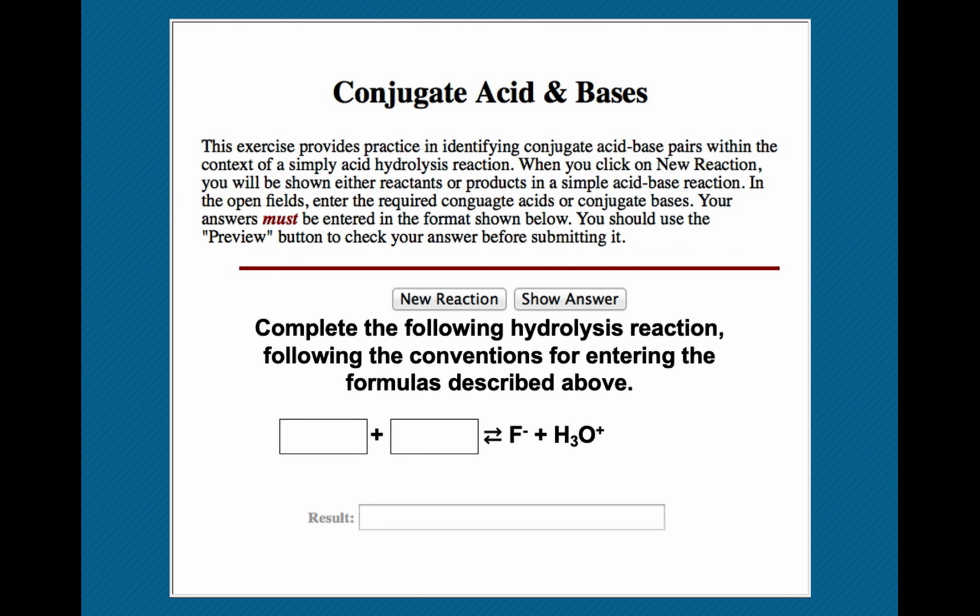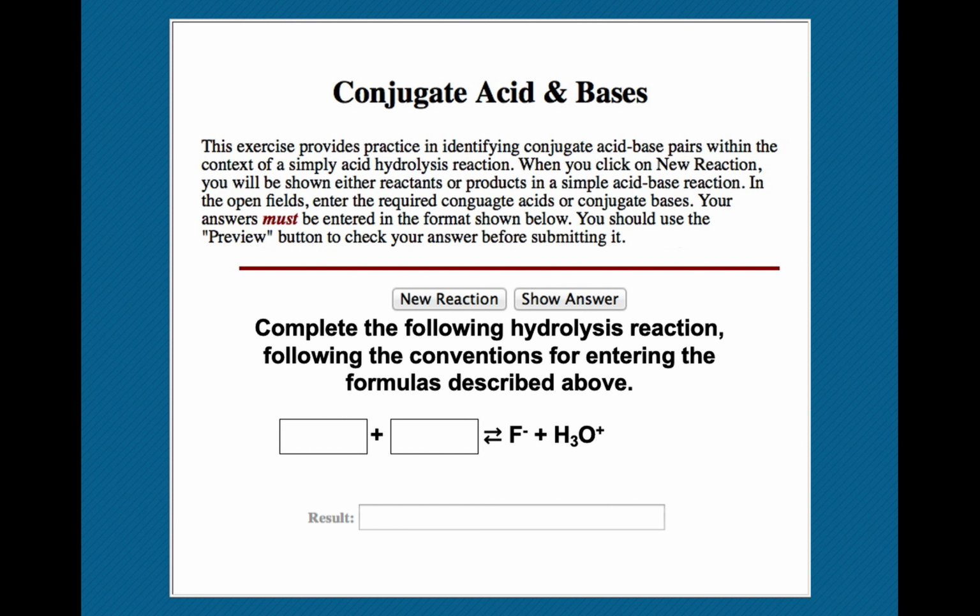In this guide, you have blanks and you simply have to enter the species. Now, of course, you can't use superscripts and subscripts, you just type in whatever you can. And you have to do this in the order that it's given. So fluoride is going to have to be here, water, whatever is going to have to be here.